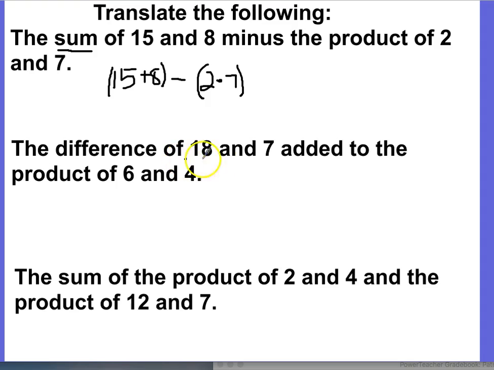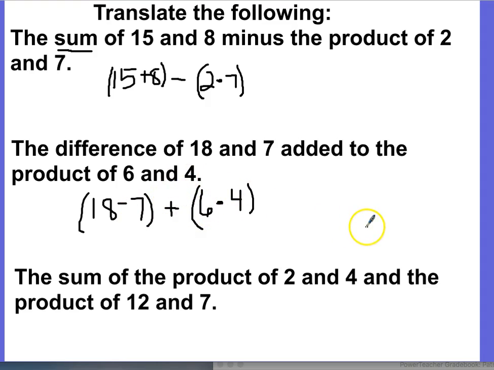So now I have the difference of 18 and 7. Well, difference means I'm going to be subtracting. Added to the product of 6 and 4. So I have the difference of 18 and 7, added to the product of 6 and 4. So again, I have the difference, and I have this in parentheses to show that it's this term here that I am translating, and that's going to be added to the product of 6 and 4.